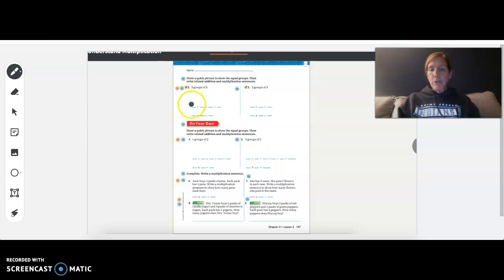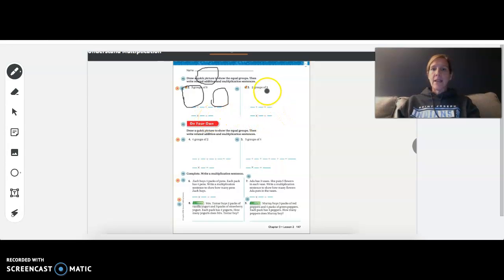I need 3 groups of 6. So how many circles? 3 circles. And how many are going to go in each circle? 6. 6 are going to go in each circle. So what would my addition sentence be? 6 plus 6 plus 6 is equal to, well, 6 plus 6 is 12, plus 6 more would be 18. So 6 plus 6 plus 6 is 18. Or I have 3 sets, so 3 times 6 is equal to 18.